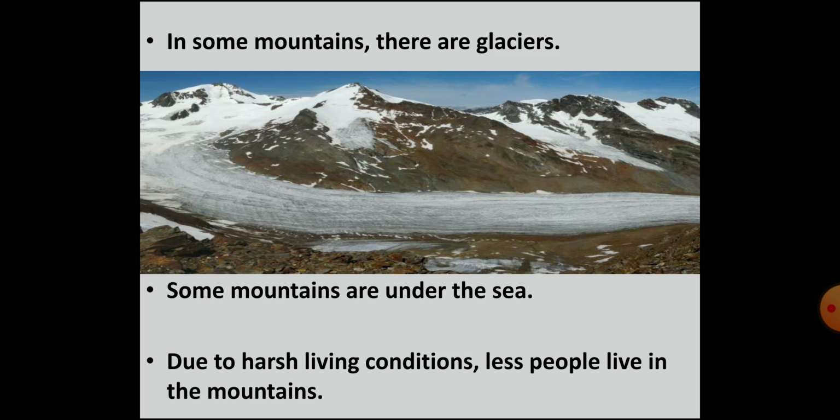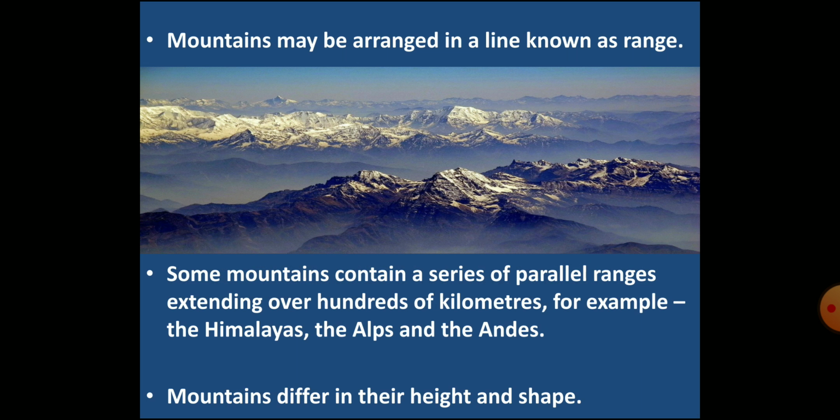Children, in mountainous tracts, the climate is harsh and life is hard. Due to steep slopes, land available for farming is quite less. Therefore, fewer people live in the mountainous region. When mountains are found in a line, it is called a mountain range. There are many mountain systems in the world that have a series of parallel ranges. These parallel ranges may spread over hundreds of kilometers. Children, the Himalaya mountain range of Asia, Alps mountain range of Europe and Andes mountain range of South America are examples of such mountain systems.